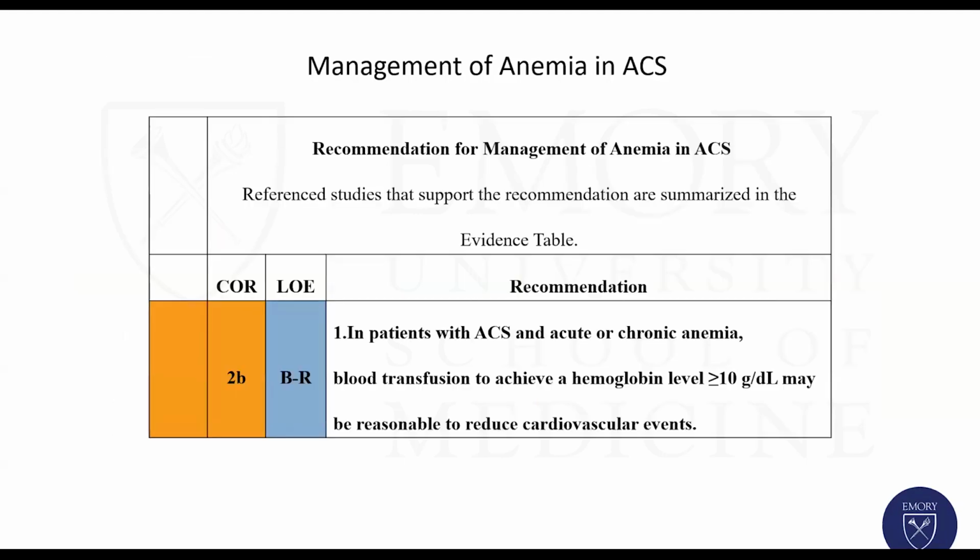What about anemia? When they looked at studies of patients who had acute coronary syndrome, they found that following a more liberal strategy of transfusing to a hemoglobin of 10 actually reduced cardiovascular events compared to what we typically see in those who are chronically ill or undergoing surgery, where we transfuse to a hemoglobin of 8. So this is a little bit different than what we typically do in our clinical practice. And so I wanted to highlight that here, that we're really recommending transfusing to a hemoglobin of 10, and that's regardless of whether the patient has acute or chronic anemia.